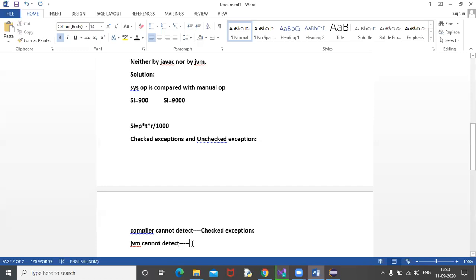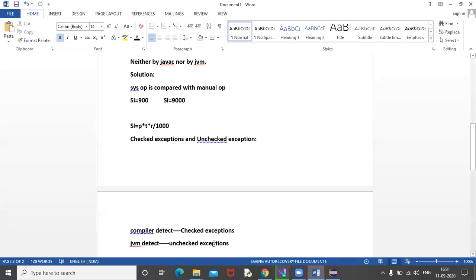These are unchecked exceptions. So the exceptions which are detected by the compiler are called checked exceptions. Sorry, I have written "cannot detect." Now you got the shape. The exceptions detected by the compiler are called checked exceptions, and the exceptions not detected by the compiler but detected by the JVM are known as unchecked exceptions. I should not write "cannot", I should write Unchecked.